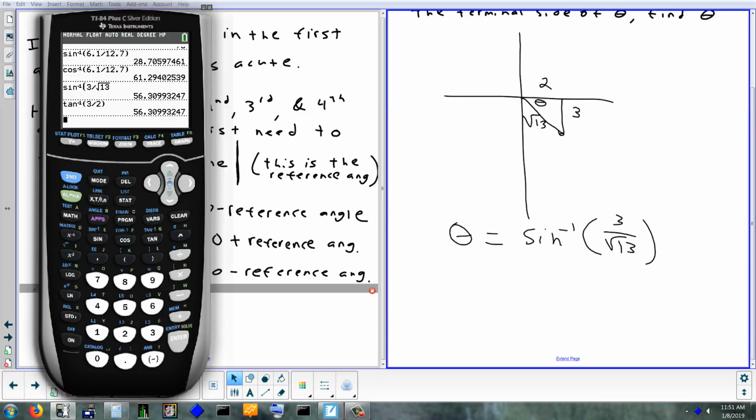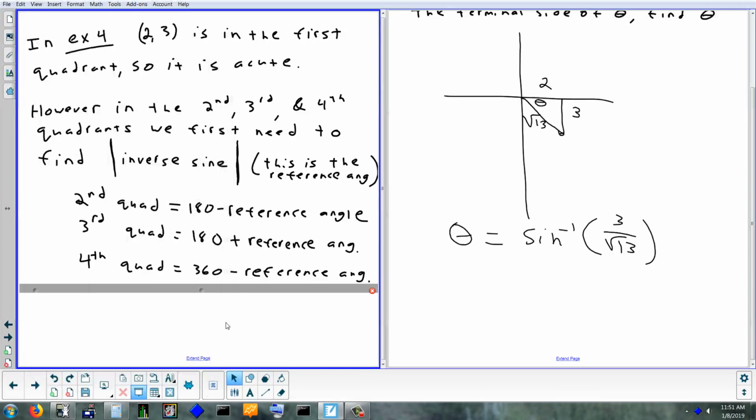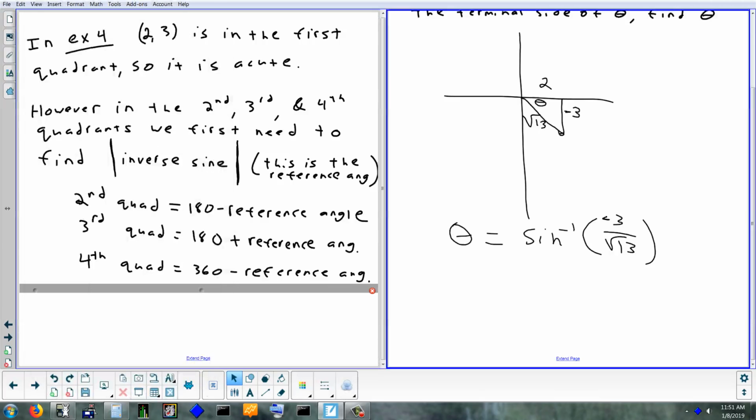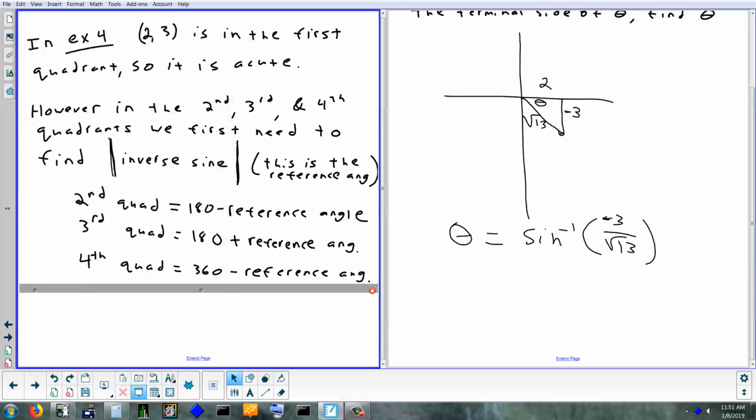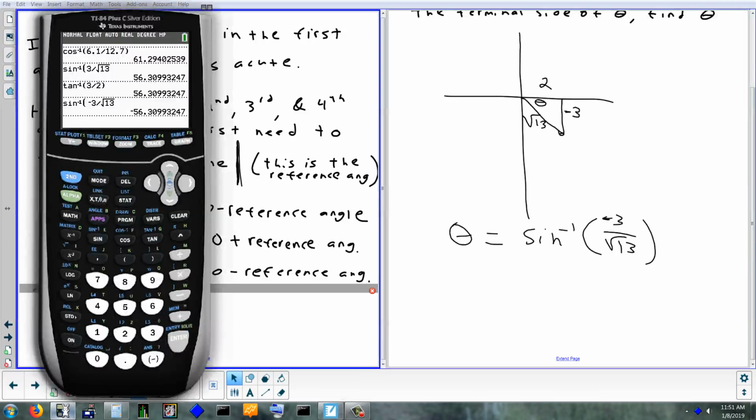56.31. Now, let's say you said, well, wait a minute, isn't that technically a -3? Well, it doesn't really matter if you do it as a negative, because watch what happens. Let me put it in as a negative, and I'll show you. I got negative 56.31, but what am I supposed to do to that answer anyway? I'm supposed to take the absolute value, so it really doesn't matter if you use the negative or not. If you want to use the negative and just take the absolute value after, just do it that way. Okay, but your reference angle is 56.31 degrees.